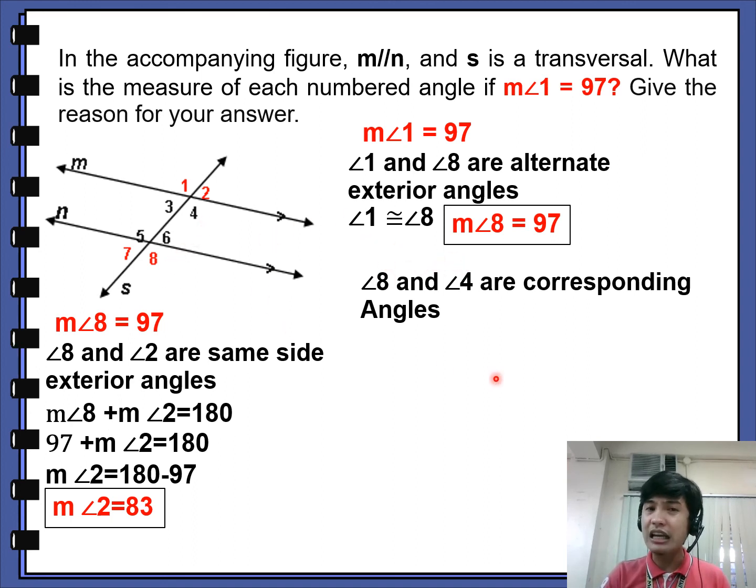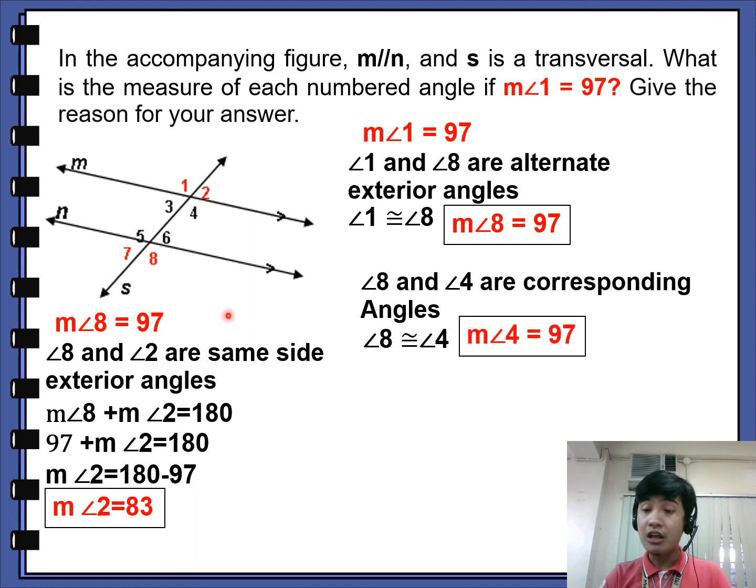E ano ngayon kung si angle 8 at si angle 4 ay corresponding angles? We all know that corresponding angles are congruent. So as a result of that, angle 8 is congruent to angle 4. Since si angle 8 ay 97, ayan, the measurement of angle 8 is 97. Therefore, the measurement of angle 4 is equal to 97. So ayan po yun. Ngayon, meron na tayong measurement kay angle 4, which is 97. Ngayon, ang hahanapan na lang natin ng sukat is si angle 6.